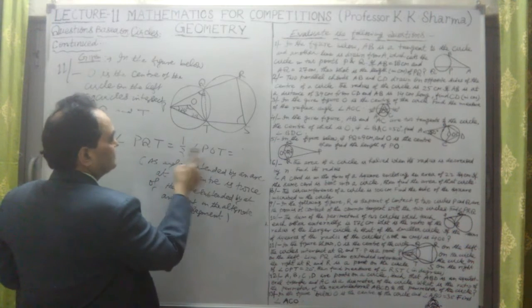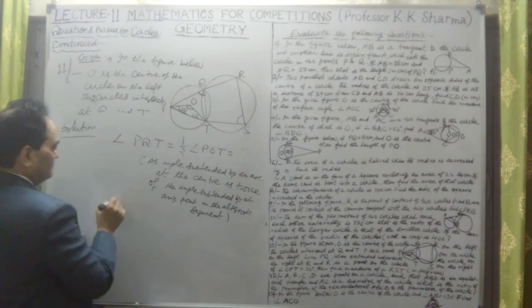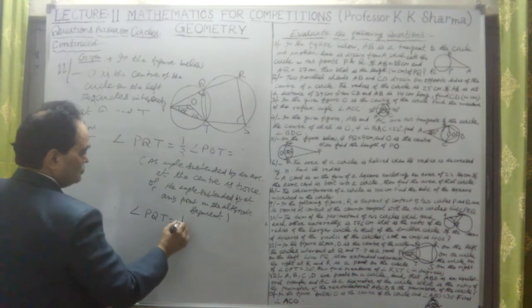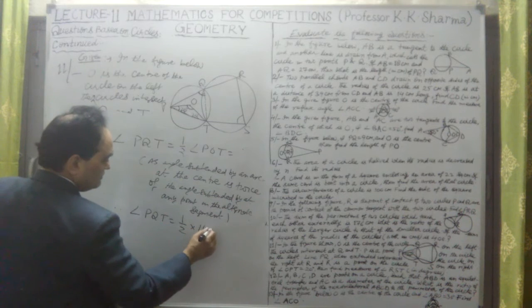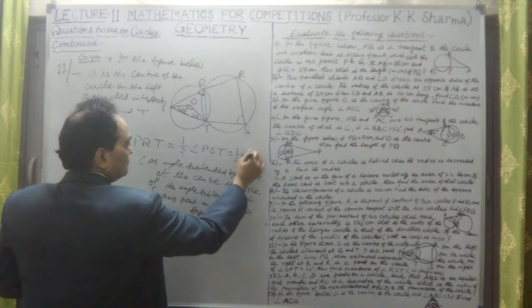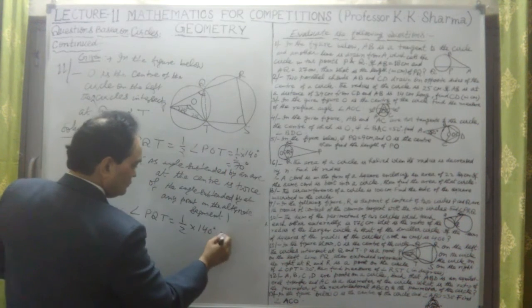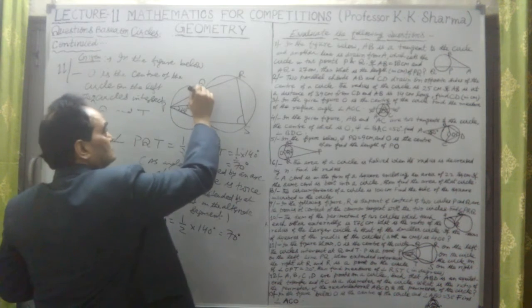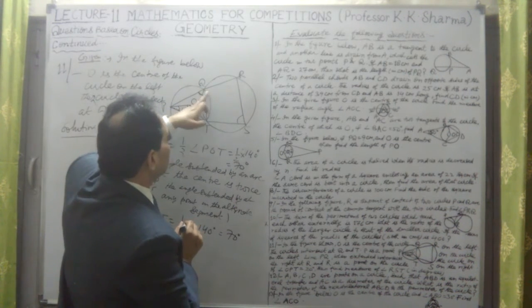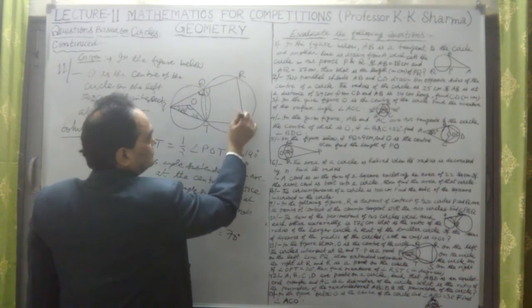So angle PQT equal to, but POT angle we have just calculated 140 degree. Therefore angle PQT is equal to 1/2 into 140 degree, which is 70 degree. So this angle is 70 degree. But this angle is 180 minus 70.